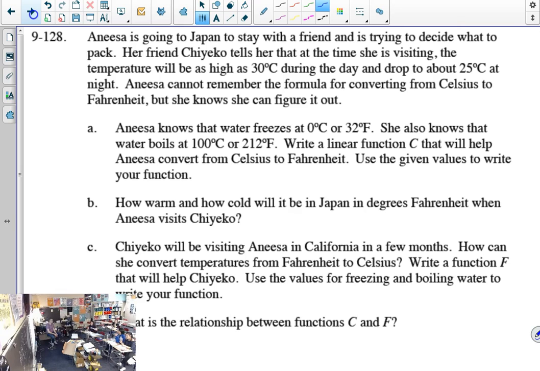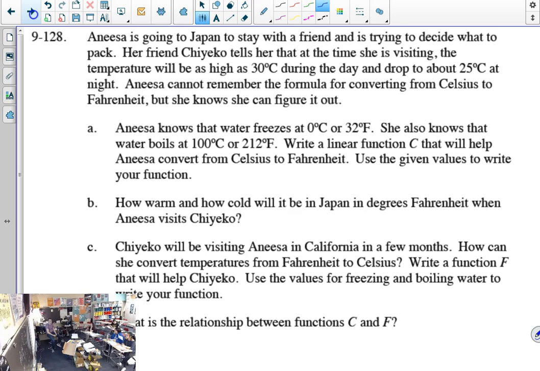So could you generate the conversion formula for getting from an input of Celsius to an output of Fahrenheit? Knowing water freezes at 0 or 32, and water boils at 100 or 212. So try it out.